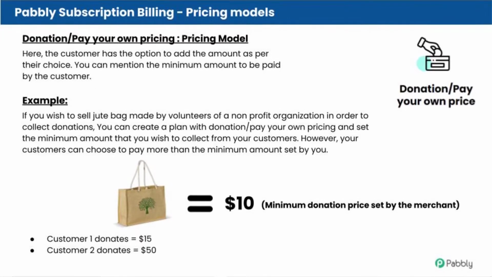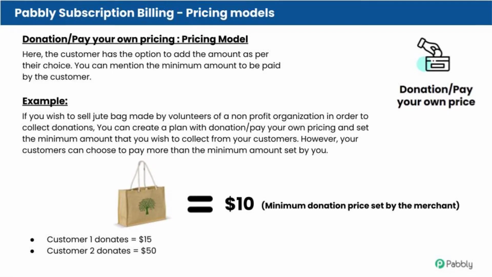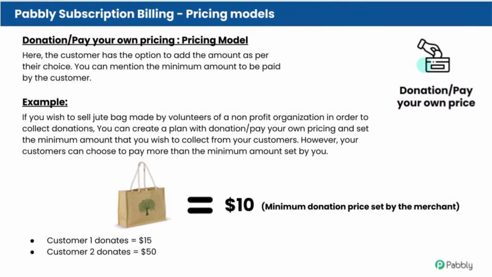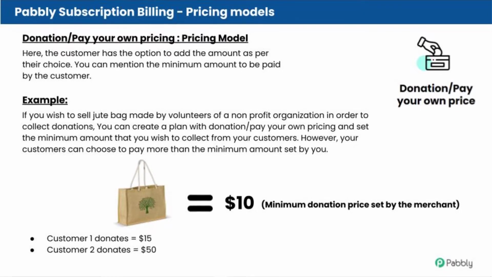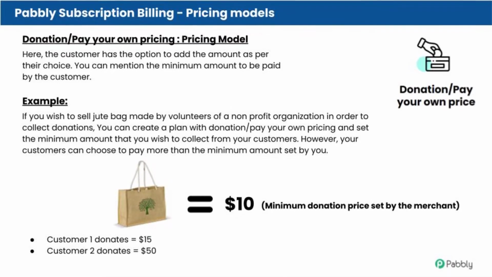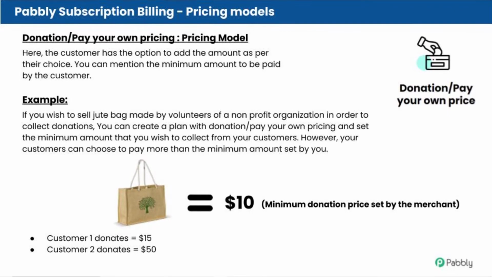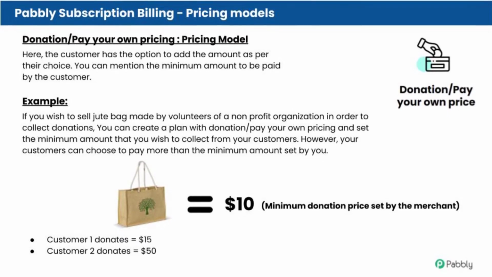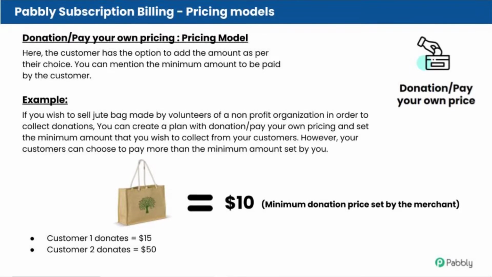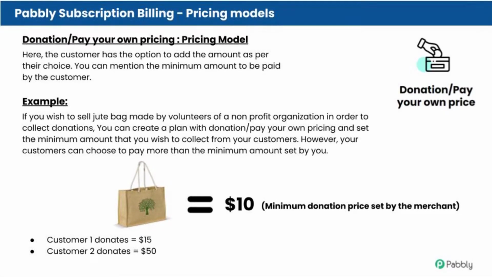Now let's say you are selling this jute bag for which you are charging your customers $10. Now let the customer donate $15, $50, or as much as he wants to. So basically, in the donation pricing model, within a single checkout page, your customers will have the option to donate as many amounts as they wish to.